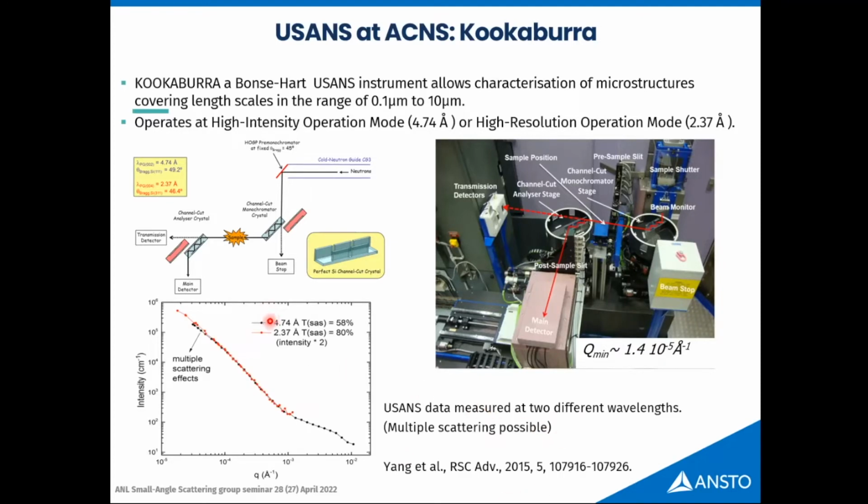So it can work at 474 and 237 angstrom. It's a monochromatic machine. If you want more flux in a certain accessible Q, you will go to the 4. This is how the spectrum works. There are more neutrons at 4, but sometimes you have multiple scattering in that range. But if you want to make things a bit sharper and shorter to reduce multiple scattering, then you go to the 2. So that's pretty flexible.